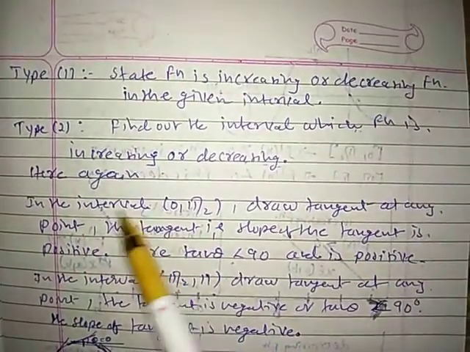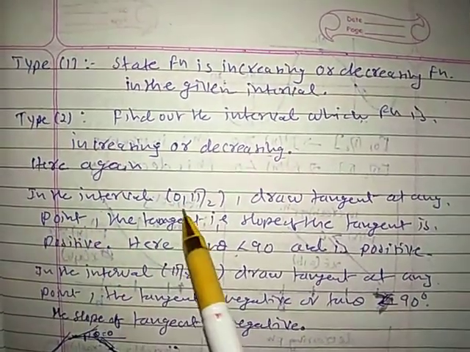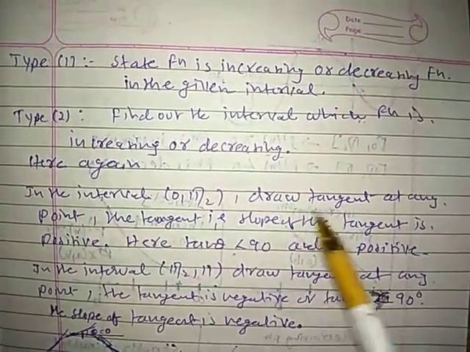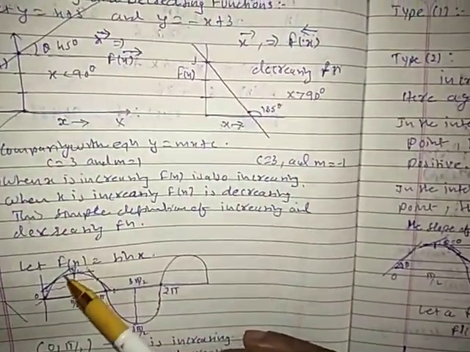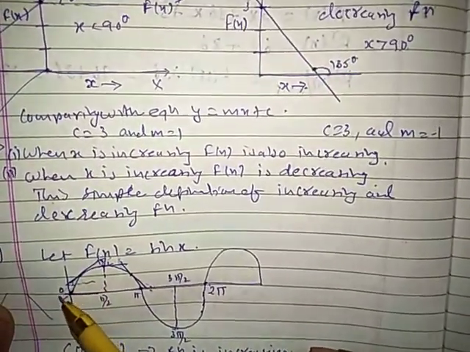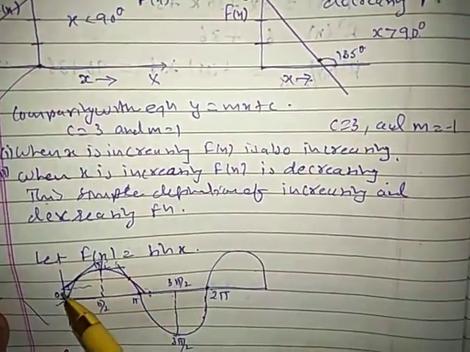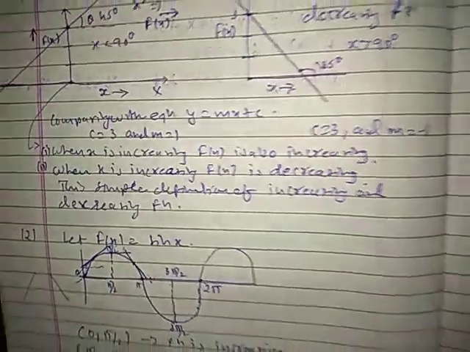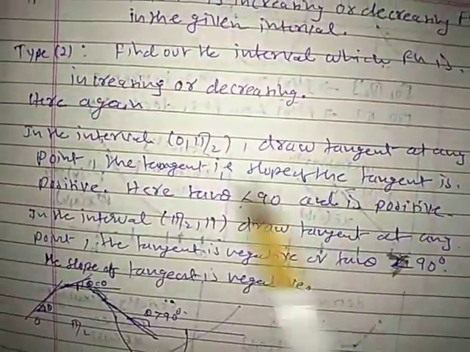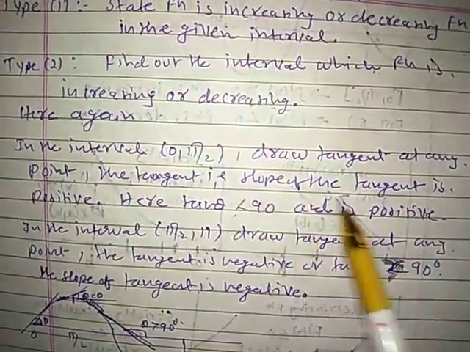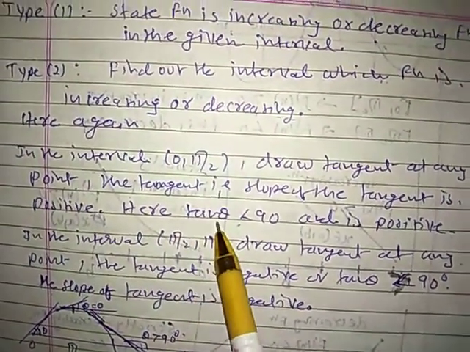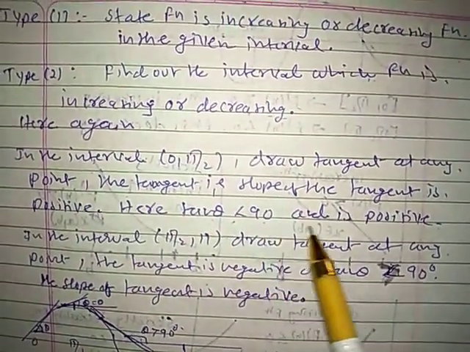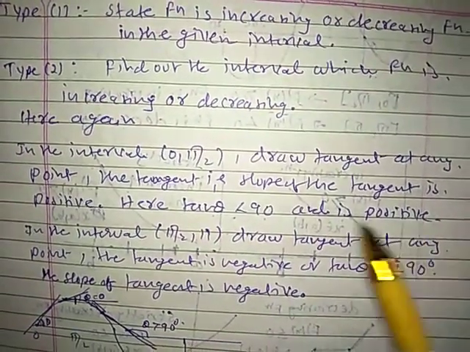Again, in the interval 0 to pi by 2, draw a tangent at any point. Here also you draw, here also you draw, starting from here to here. So it is increasing. Draw a tangent at any point. The slope of the tangent is positive, tan theta is less than 90 degrees, and this is positive.